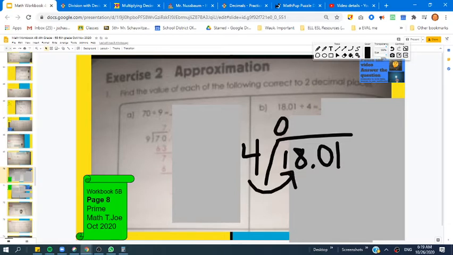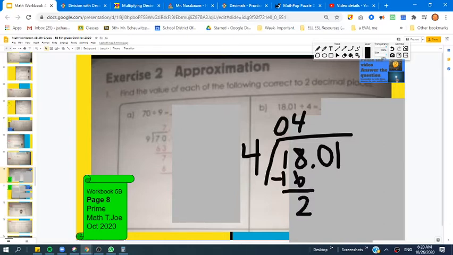Well, 4 times 4 equals 16, so that's pretty close without going over. So we're going to take our 4 and put that on the top. I know that 4 times 4 is 16, and I can continue with my subtraction. 18 minus 16 equals 2.